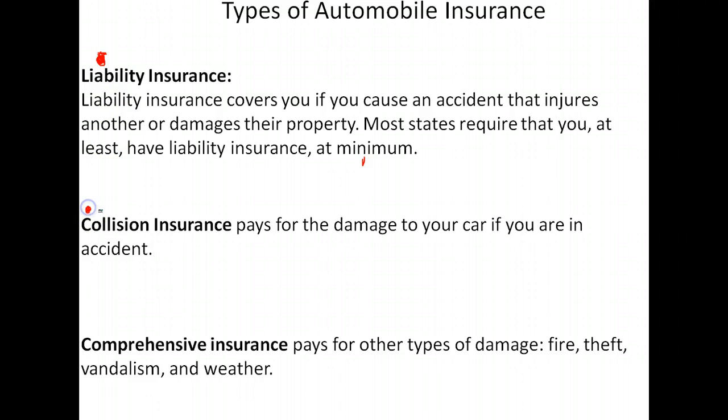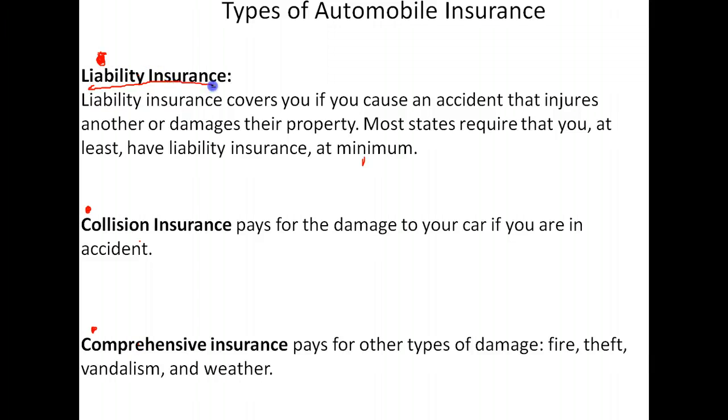Then you have collision insurance. Collision insurance pays for damage to your car if you're in an accident and it's your fault. So collision is you're in an accident and it pays for damages to your car. And then one step above that is comprehensive. It pays for all kinds of damage, not just from accidents, but from fire, theft, vandalism, weather, all of those things. So these are the three basic types of insurance.